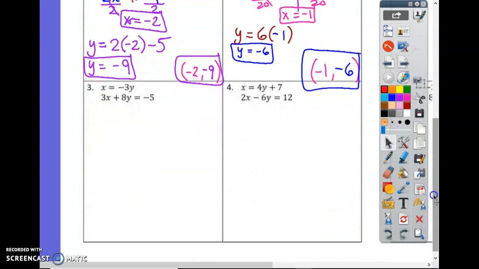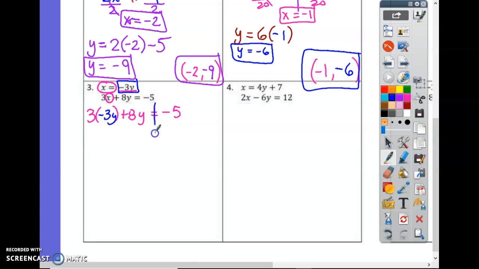Let's do number 3. My x equals -3y. So right here, no, not in the y, in the x. Right here, my x, I'm going to put that it's -3y. Replace it. So I have 3 parentheses plus 8y equals -5. So put this in here, -3y. Replace it.